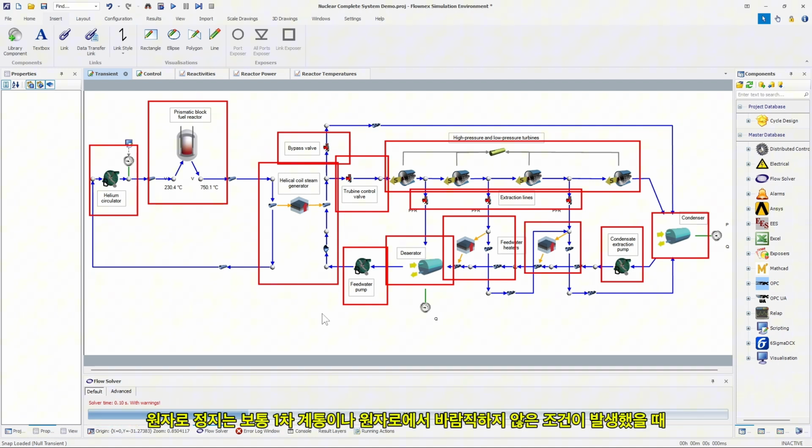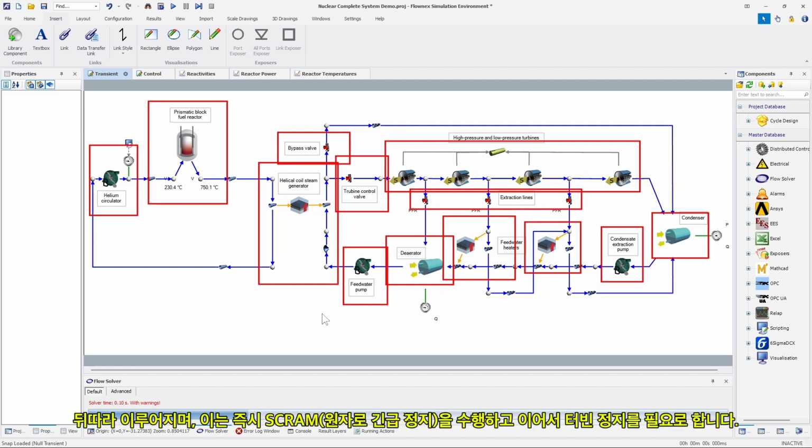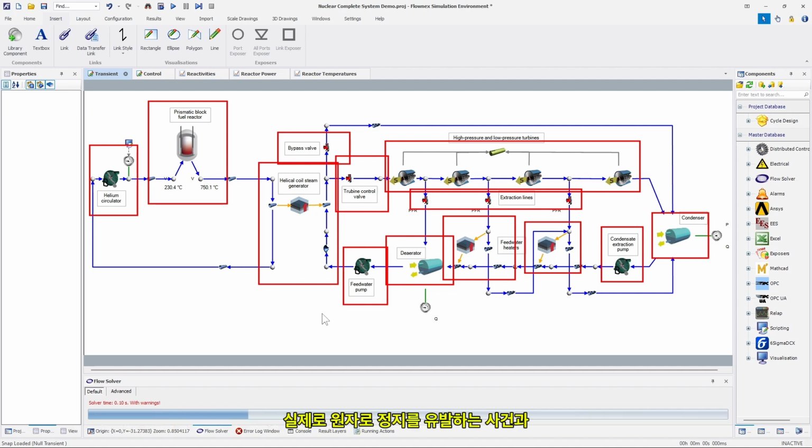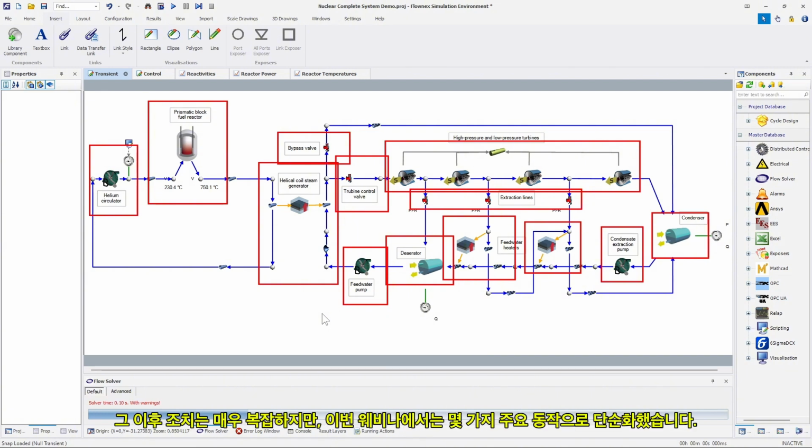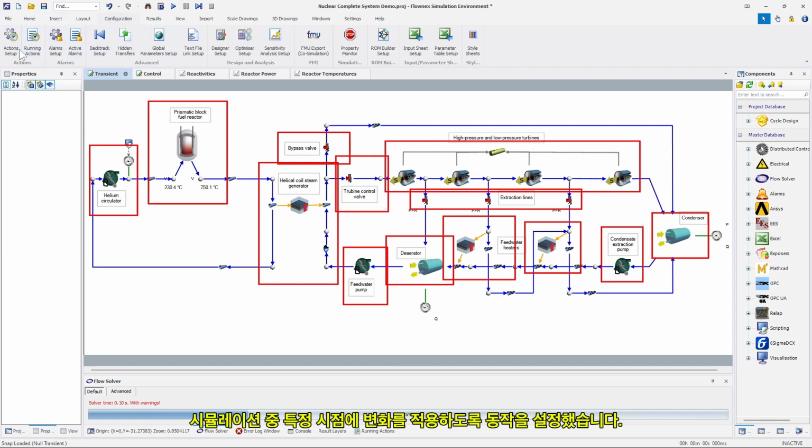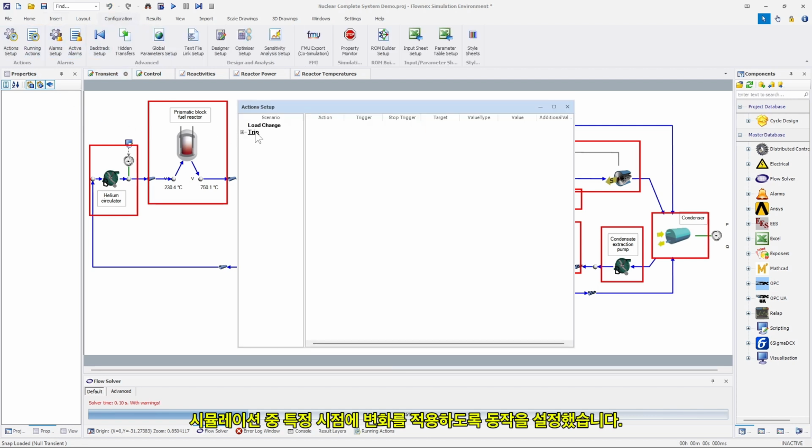A reactor trip usually follows after undesired or offset conditions in the primary loop or reactor, which leads to the need to initiate the scram, followed by a turbine trip. In reality, the events that trigger a reactor trip and the actions that follow are very complex. For this webinar, we have simplified this in a few key actions. Actions were set up to apply changes at specific times during the simulation.